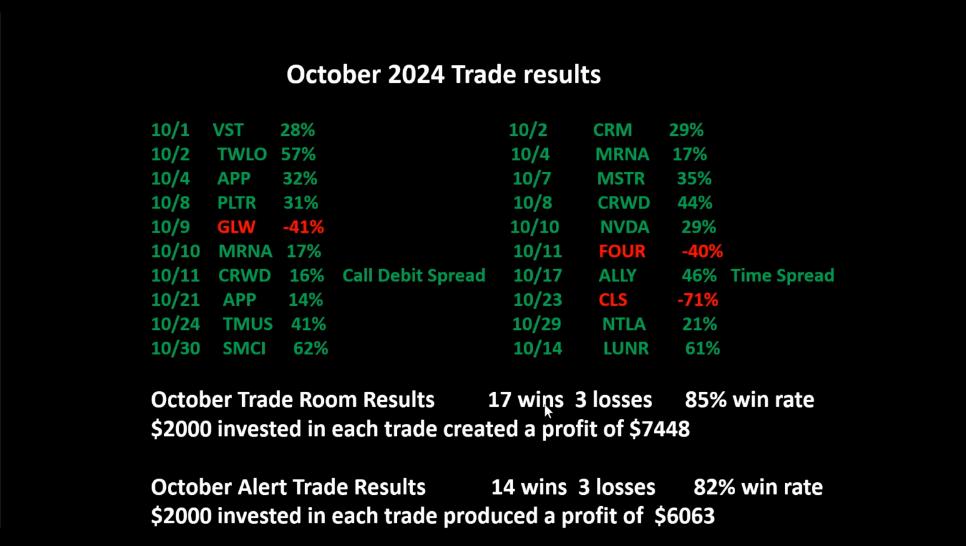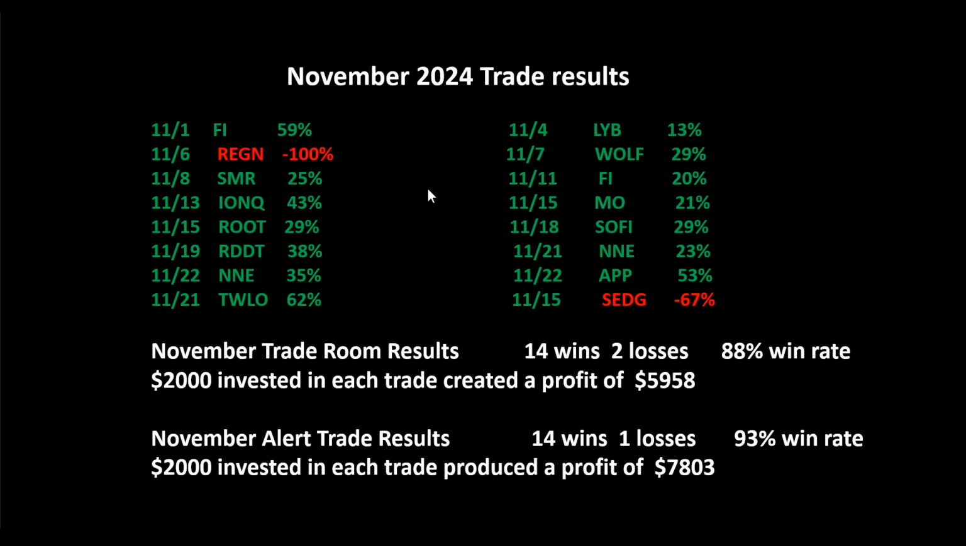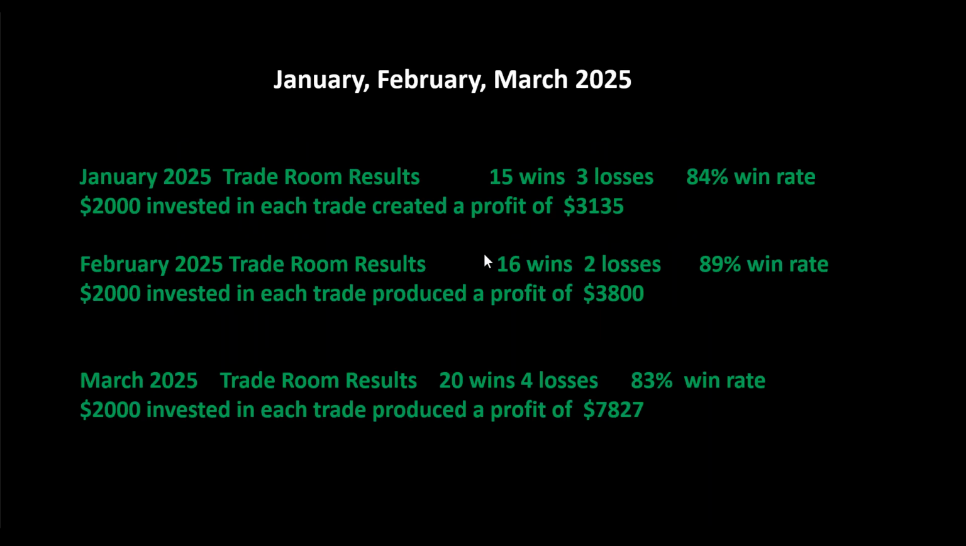Bounced right back in October, 17 and 3, 85% win rate, 74.48. And again, 82% in the room. So this was October, all right? And this was November. So you can see the profitability here. It's very consistent, very consistent.